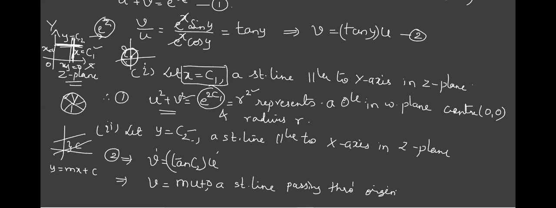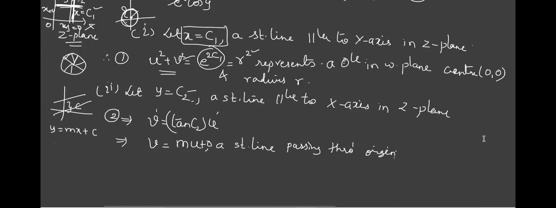So what we are taking here, in the second case, is a line parallel to the x-axis, and the image is a line passing through the origin, making some angle, you can say some 45 degrees, some angle. Is this part clear? Okay. Now we'll write the conclusion part.